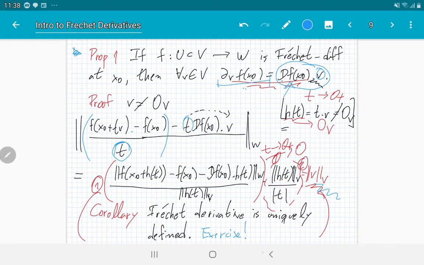That's one methodology for computing Fréchet derivatives. But okay, so it's nice to know because these directional derivatives are usually easier to compute than the Fréchet derivative, though we'll see ways to do it.